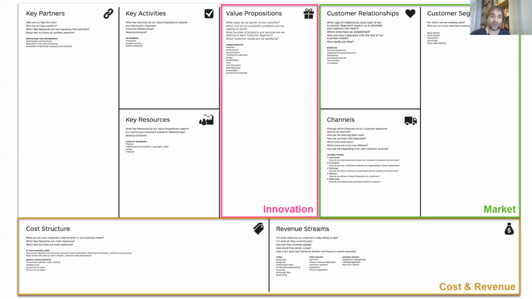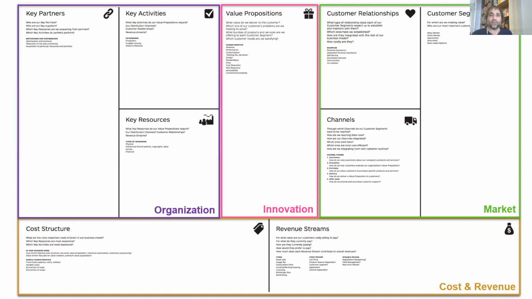Then we have the cost and revenue part. So starting with revenue, how will we make money? How much will people pay for it? Is it a service that people pay monthly, or is it a one-time investment that people do? And what are the costs? So what does it cost us to make the innovation, to market, to produce, etc.?